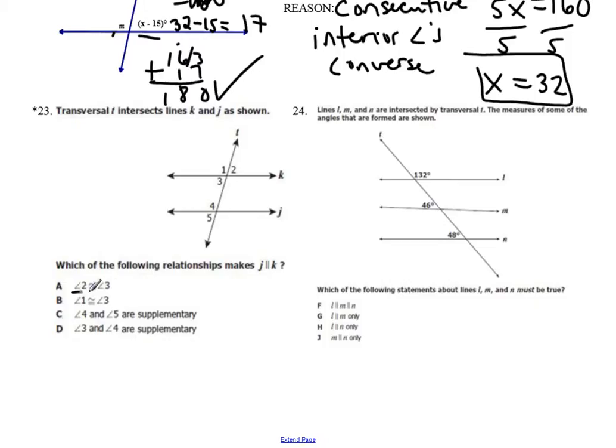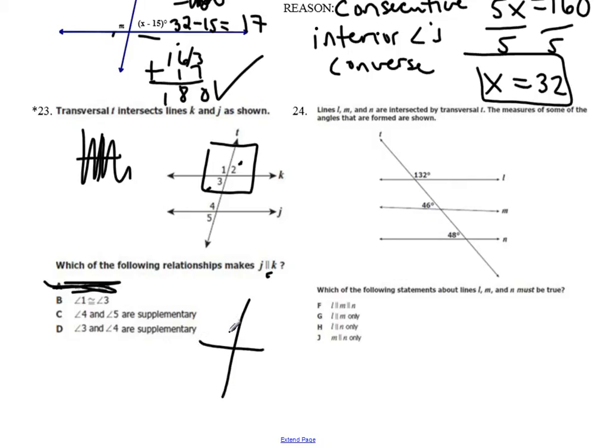Well, the first one says 2 is congruent to 3. Okay, yes, 2 is congruent to 3, but that's because they're vertical angles, and vertical angles have nothing to do with parallel lines. So vertical angles are not going to prove lines are parallel. The next one says 1 is congruent to 3.